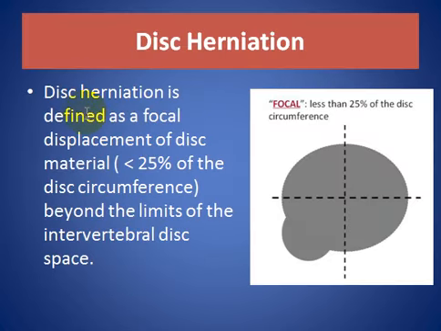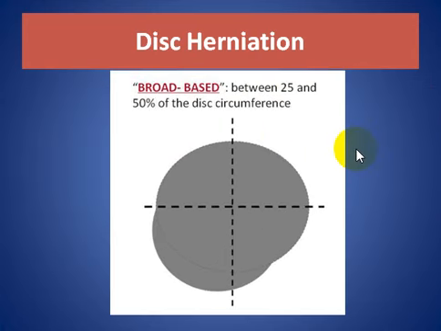Disc herniation is defined as focal displacement of disc material less than 25% of disc circumference beyond the limits of the intervertebral disc. This is the focal type of disc herniation, and we have the broad base type, between 25 and 50% of disc circumference, as we see in this example.